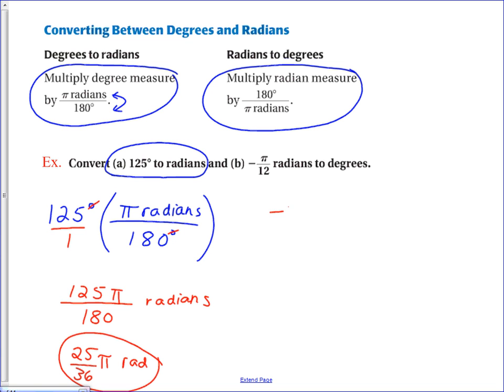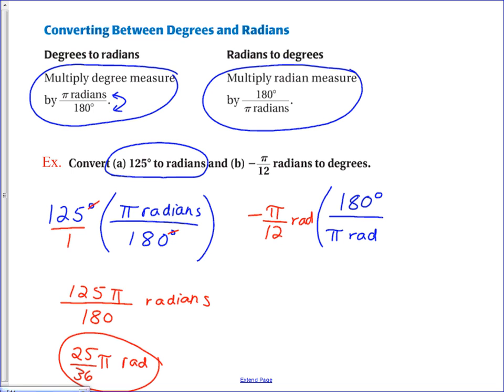More likely, you'll be going the other way. I'll give you something like pi over 12 or negative pi over 12. And you don't know what that is in degrees, but you want to draw it on a coordinate plane. So you're going to convert it to degrees so you can make sure you put it in the right place. So we're going to multiply this one by the fraction 180 degrees over pi radians. And actually I should have written radians next to this as well, so we can illustrate what's happening with the units, because the original measurement was given in radians. And I'm trying to get rid of those radians.